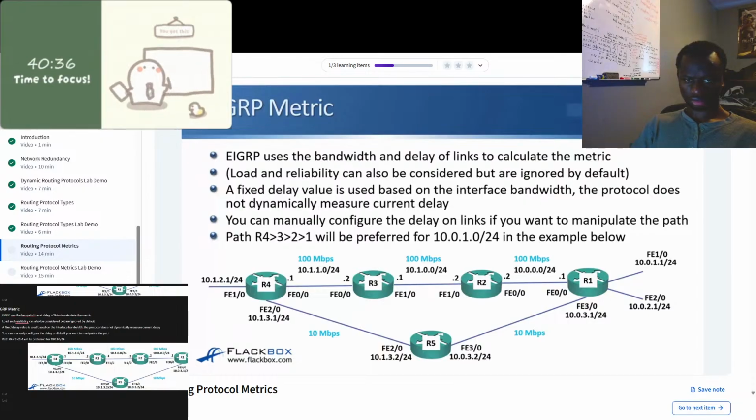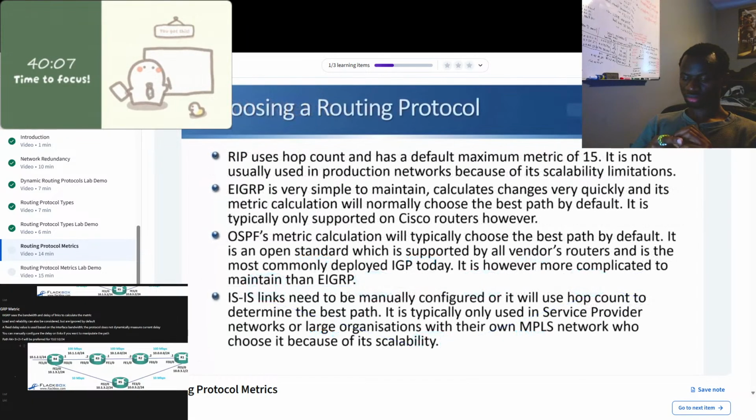You can manually configure the delay on links if you want to manipulate the path. So with OSPF and IGRP, because it is going to use the best bandwidth links anyway, typically it's going to choose the path that you would want it to. But if for some reason it's not, you can override that with manual configuration. And in our example, again, it's going to use the top path because those are the higher bandwidth links. It will use that path by default.